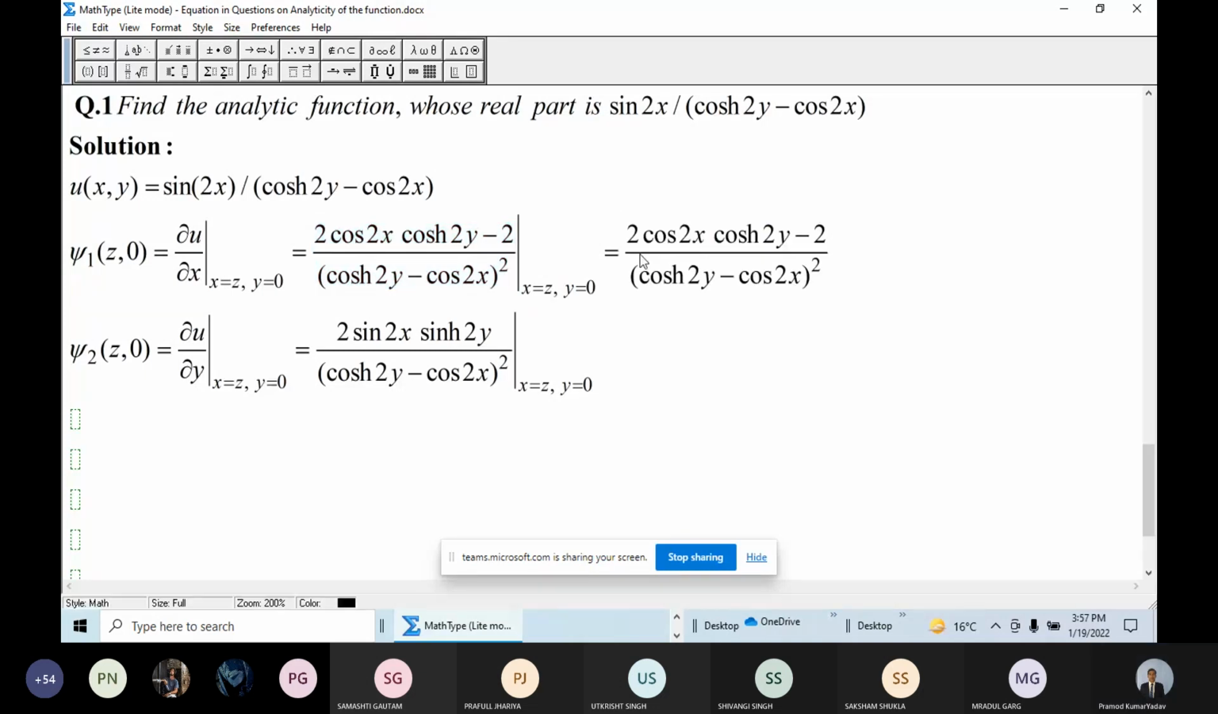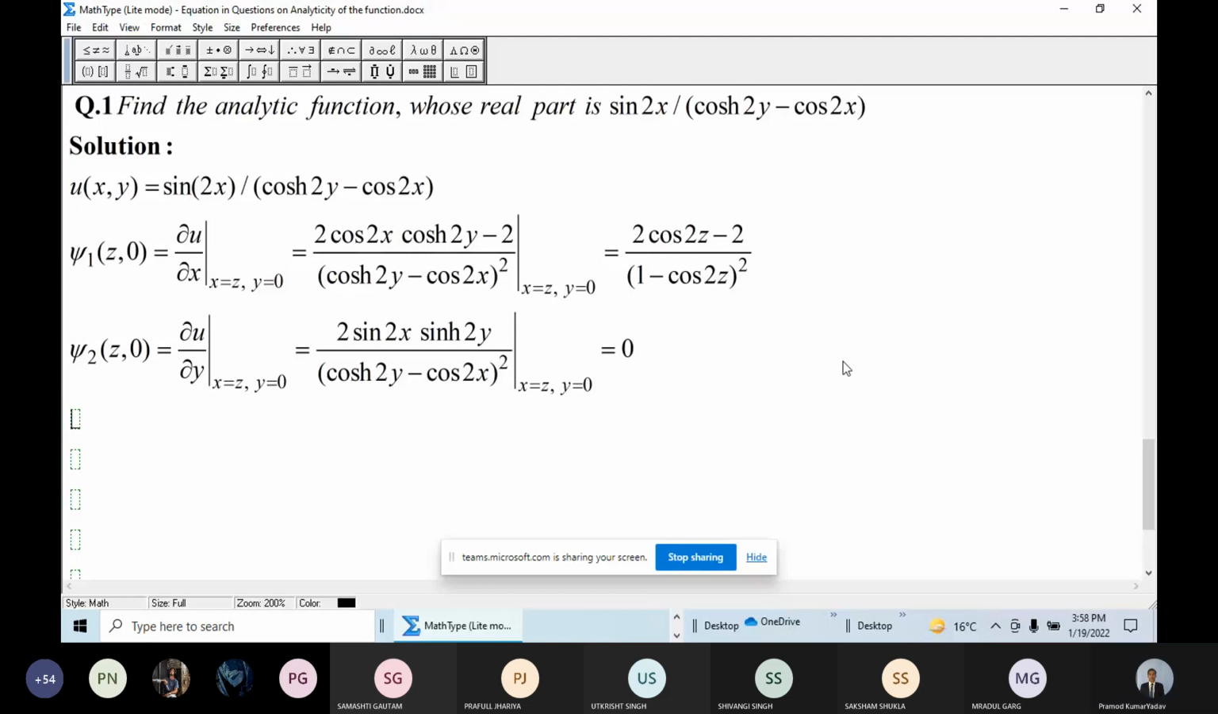So it becomes 2 cos z, cos 0 is 1, minus 2 divided by this one, cos 2z. So I think it becomes 1 minus cos 2z whole square. And this value will come when x is 0, then y is 0. So sin 0 is 0. So whole this becomes 0.